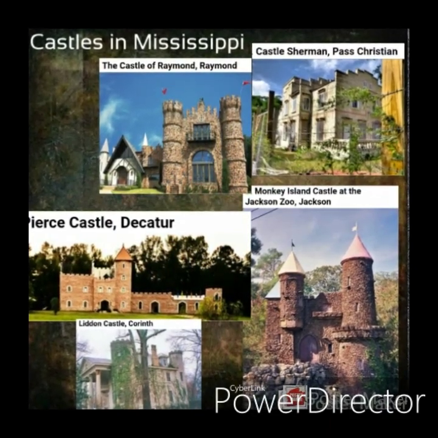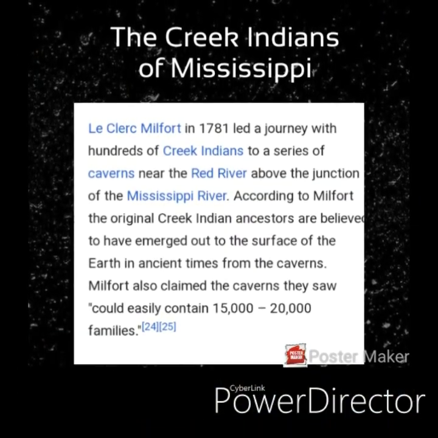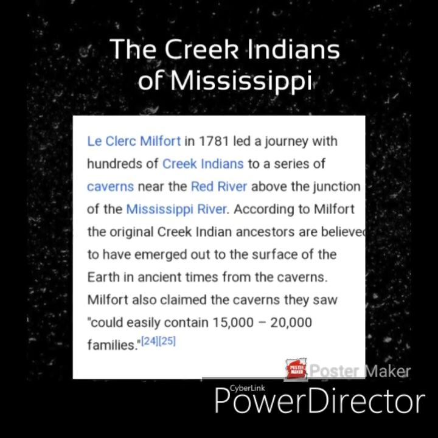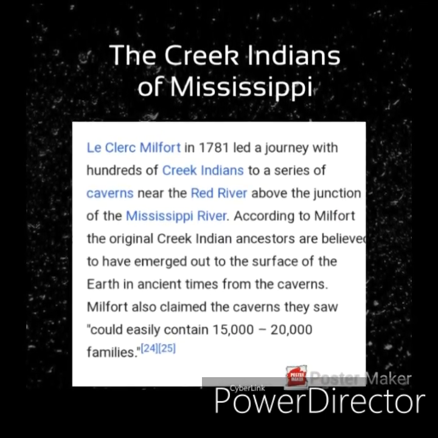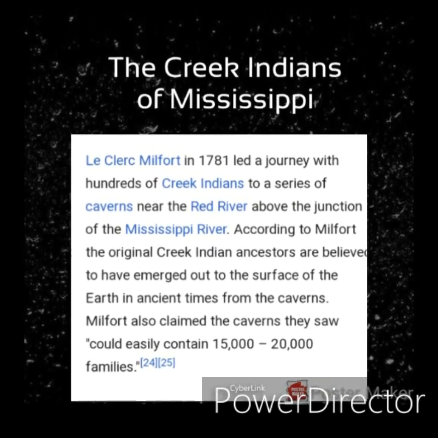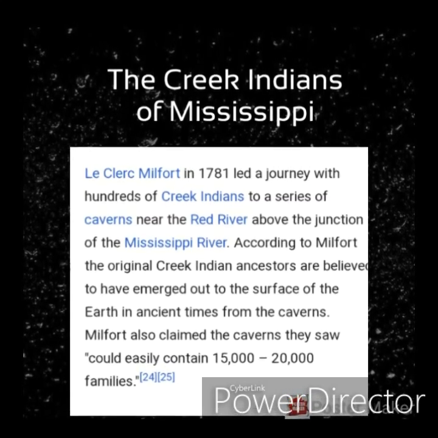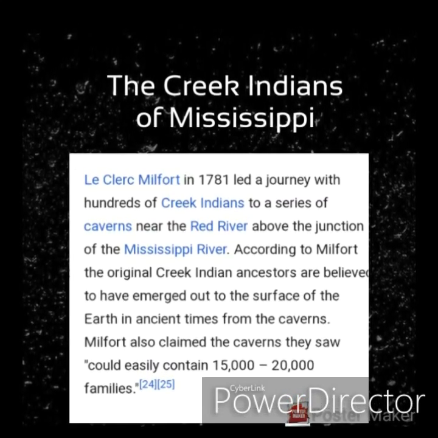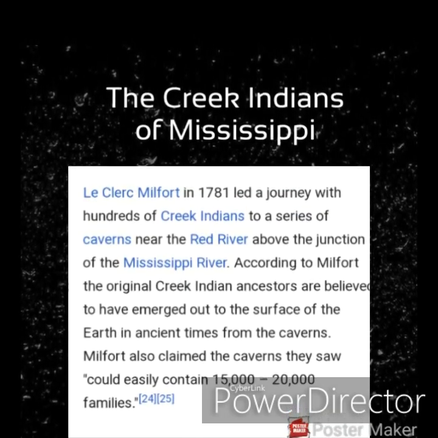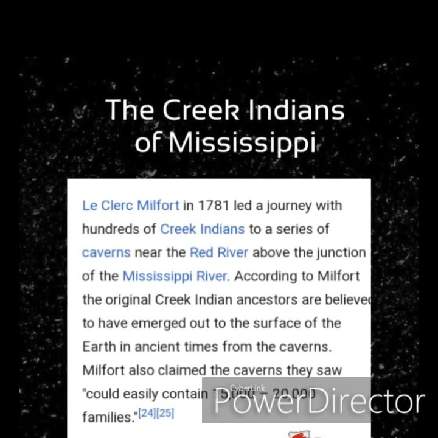So the Mississippi Indians were called Creek Indians, and it was documented in 1781 by a French explorer who claimed that he took a journey with hundreds of Creek Indians to a series of caverns near the Red River above the junction of the Mississippi River. And according to the French explorer, the original Creek Indian ancestors are believed to have emerged out to the surface of the earth in ancient times from the caverns. And he also claimed that the caverns that they saw could easily contain 15 to 20,000 families.